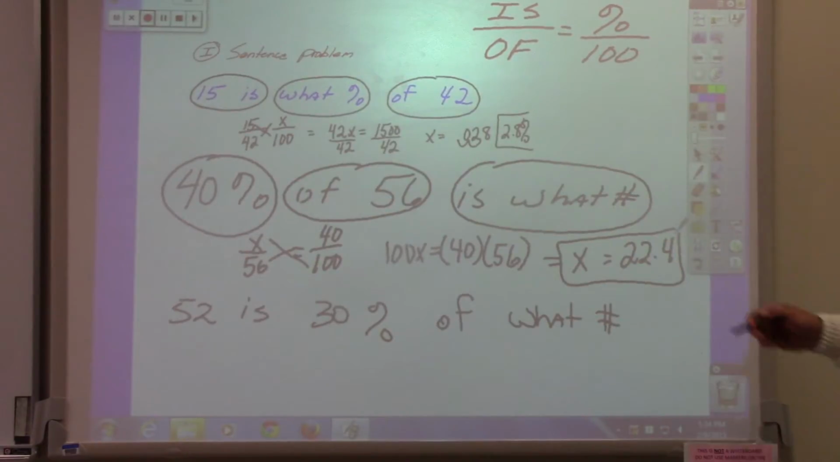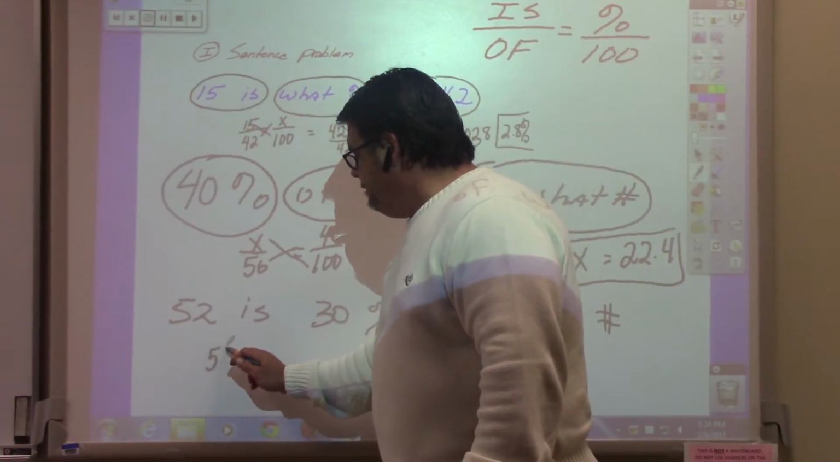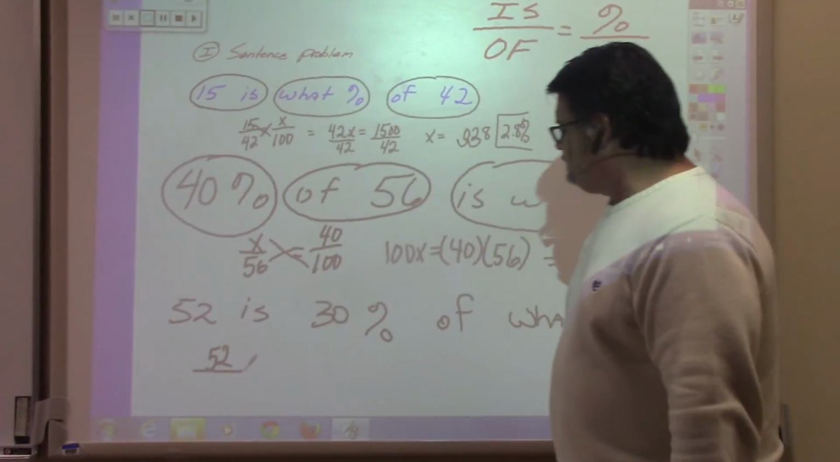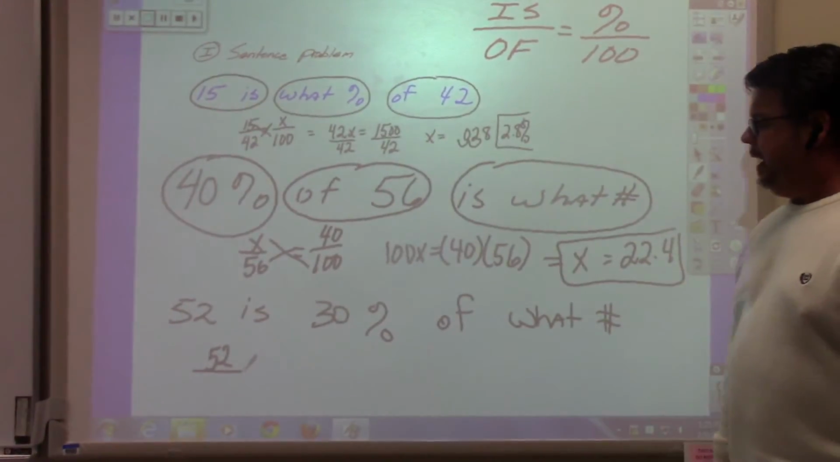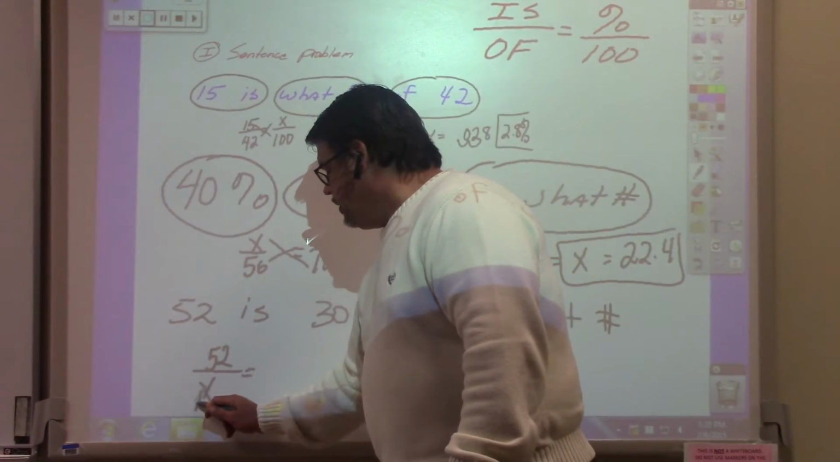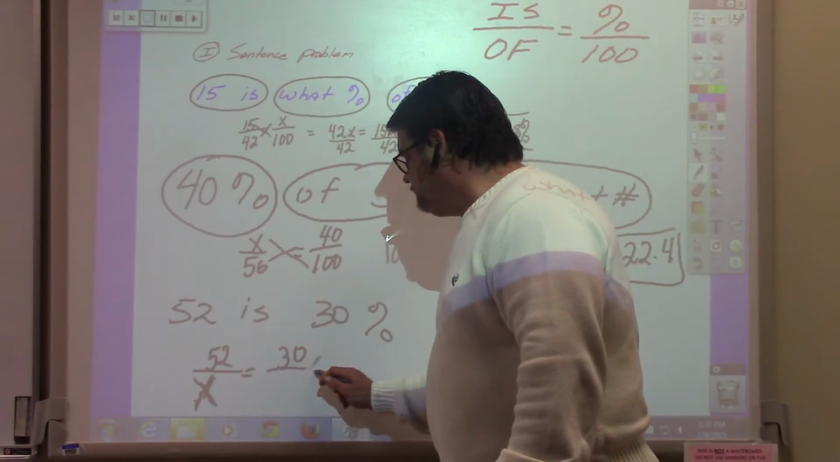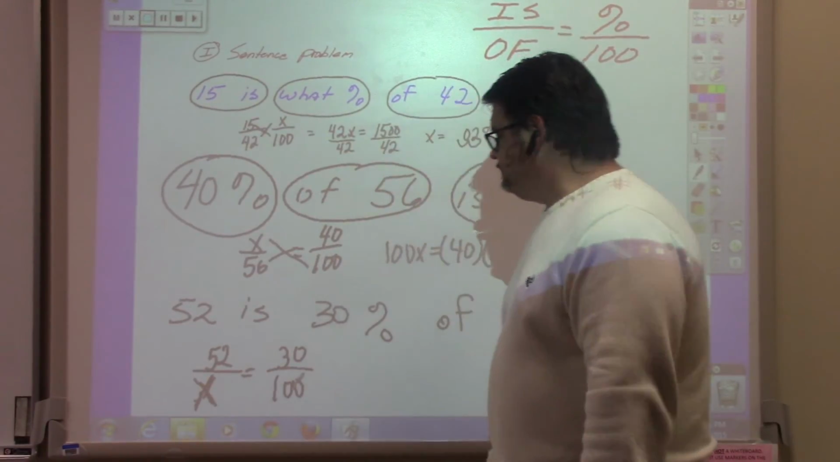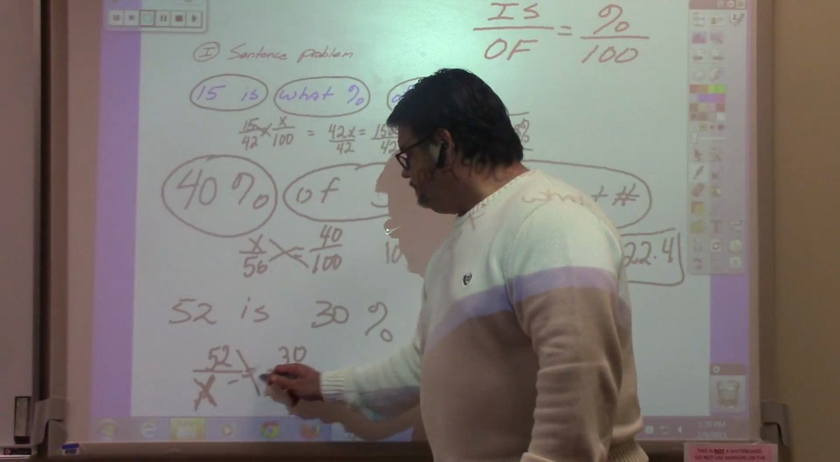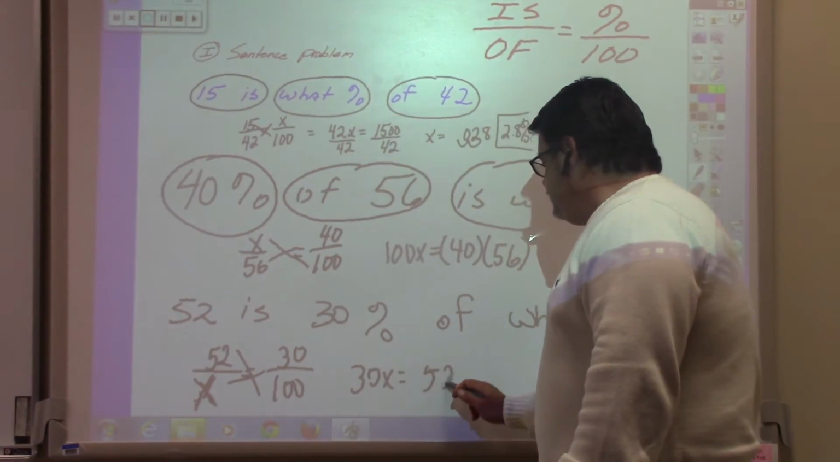All right, what do you do here? 52 goes where? On the is spot. What goes in the of spot? And then what goes in the percent spot? Over. 30x is equal to 5,200.